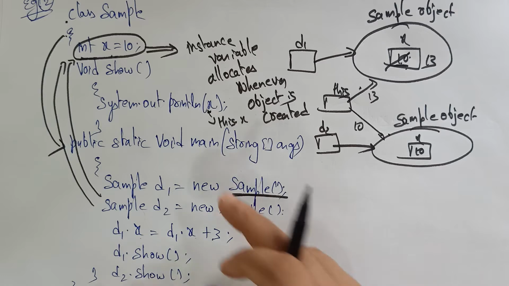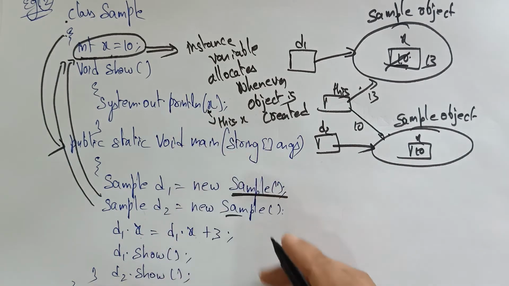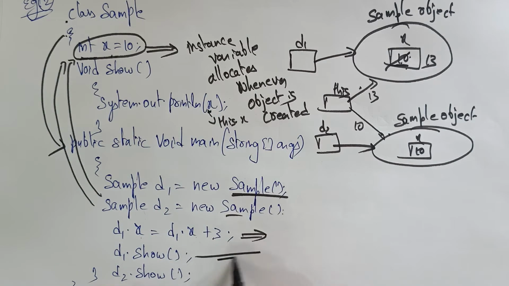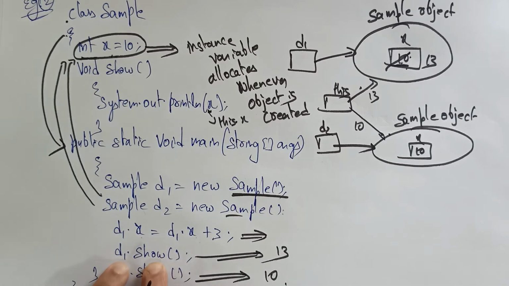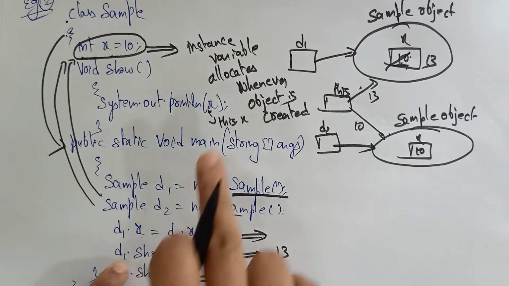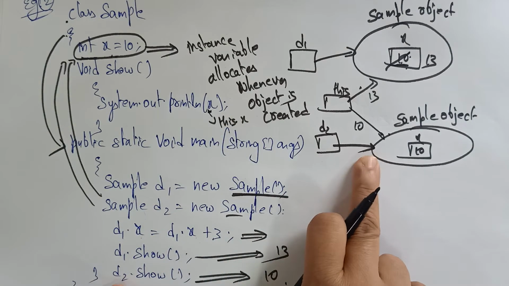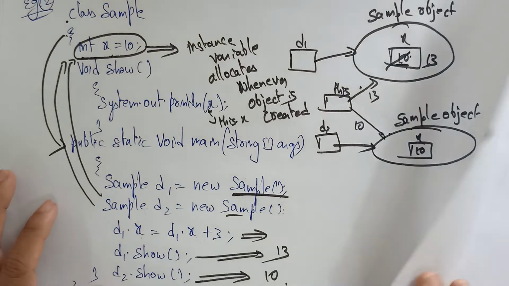This dot x, the current whatever it is there. So for this reference, D1 is overridden with 13 and this is going to be printed 10. Whenever you call this function with the D1 reference, 13 is printed. Whenever you call with the D2 reference, 10 is printed. Okay. So let me write that one.